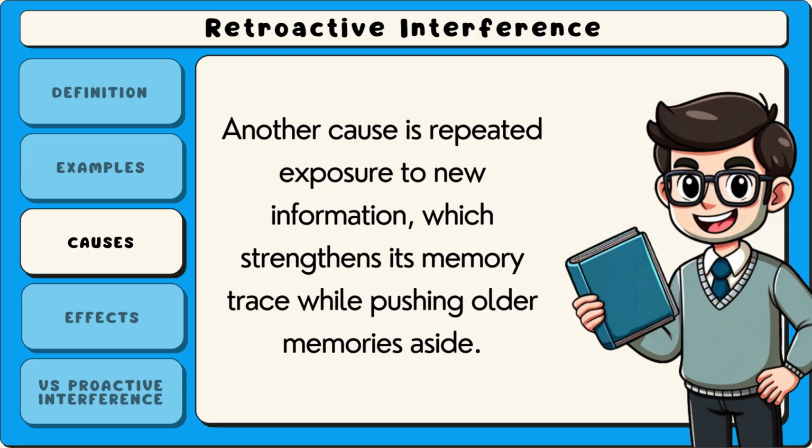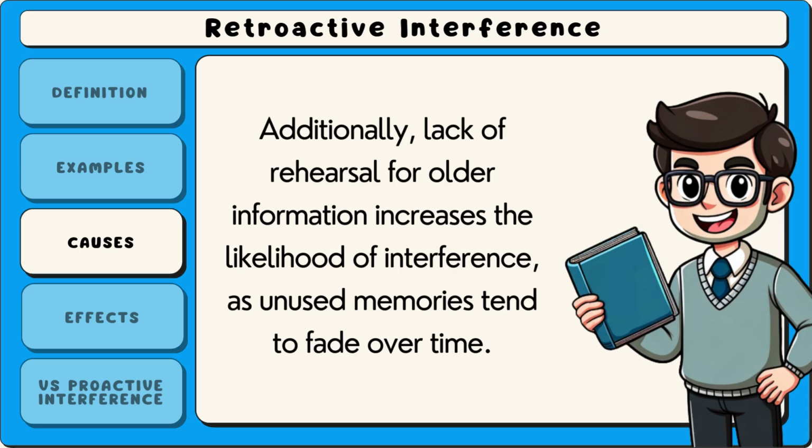Another cause is repeated exposure to new information, which strengthens its memory trace while pushing older memories aside. Additionally, lack of rehearsal for older information increases the likelihood of interference, as unused memories tend to fade over time.